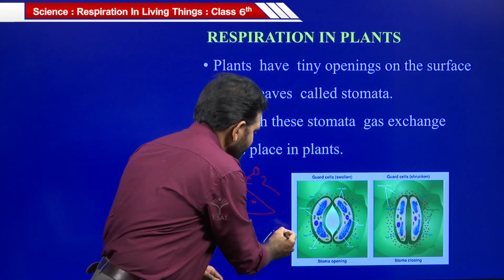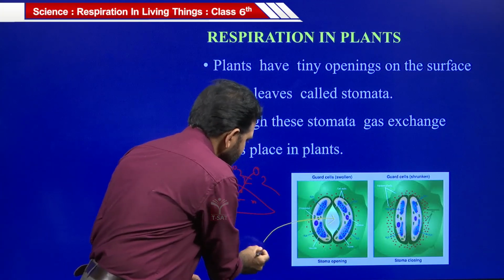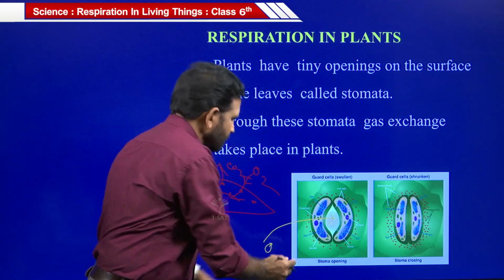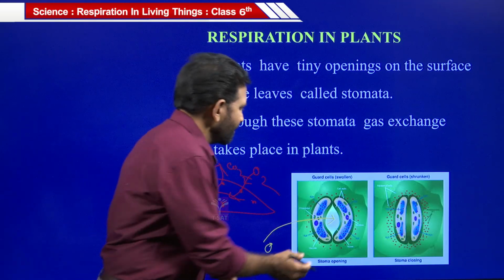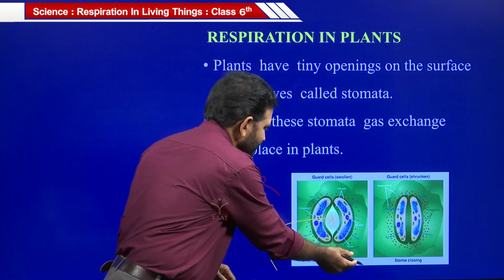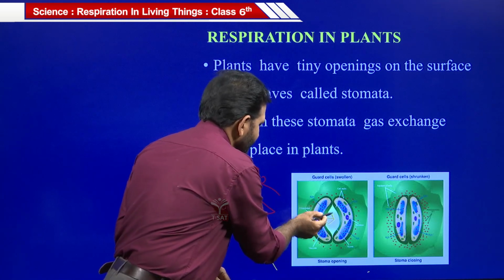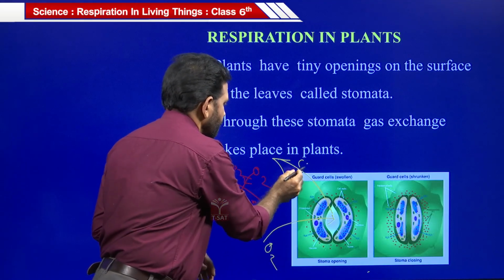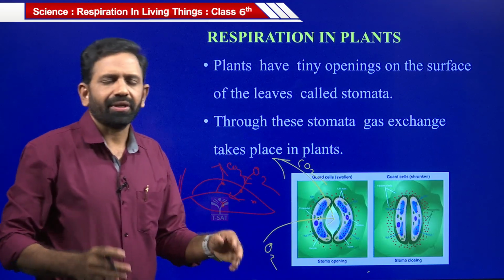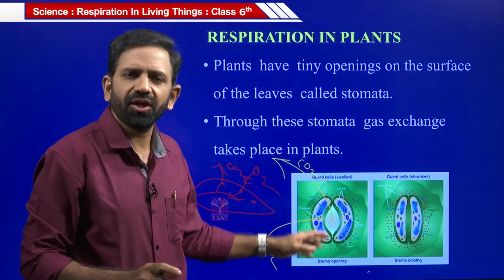So oxygen enters the leaves through these stomata, and carbon dioxide which is produced by the leaves is again moved to the outside through these stomata. So the gaseous exchange takes place through the stomata.